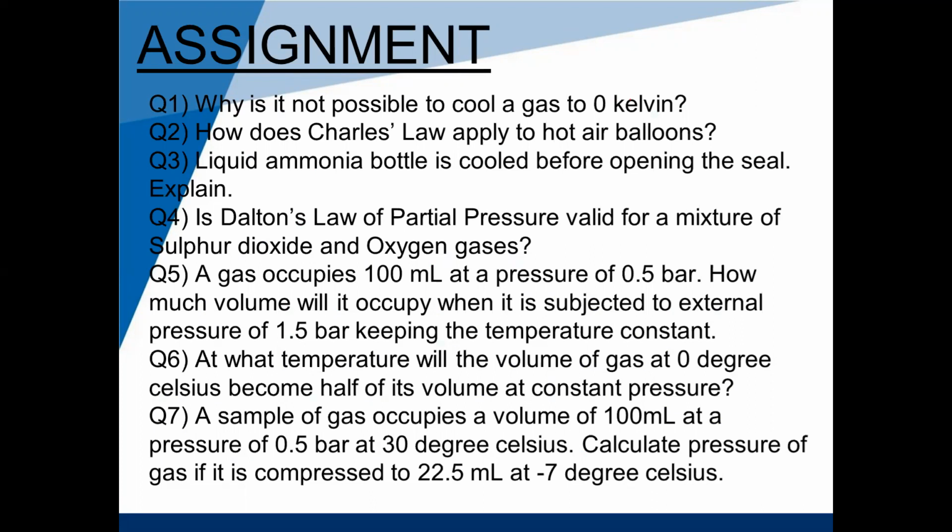A gas occupies 100 ml at a pressure of 0.5 bar. How much volume will it occupy when it is subjected to an external pressure of 1.5 bar, keeping the temperature constant? And the sixth question is, at what temperature will the volume of gas at 0 degrees Celsius become half of its volume at constant pressure? The seventh question is, a sample of gas occupies a volume of 100 milliliter at a pressure of 0.5 bar at 30 degrees Celsius. Calculate the pressure of the gas if it is compressed to 22.5 ml at -7 degrees Celsius.